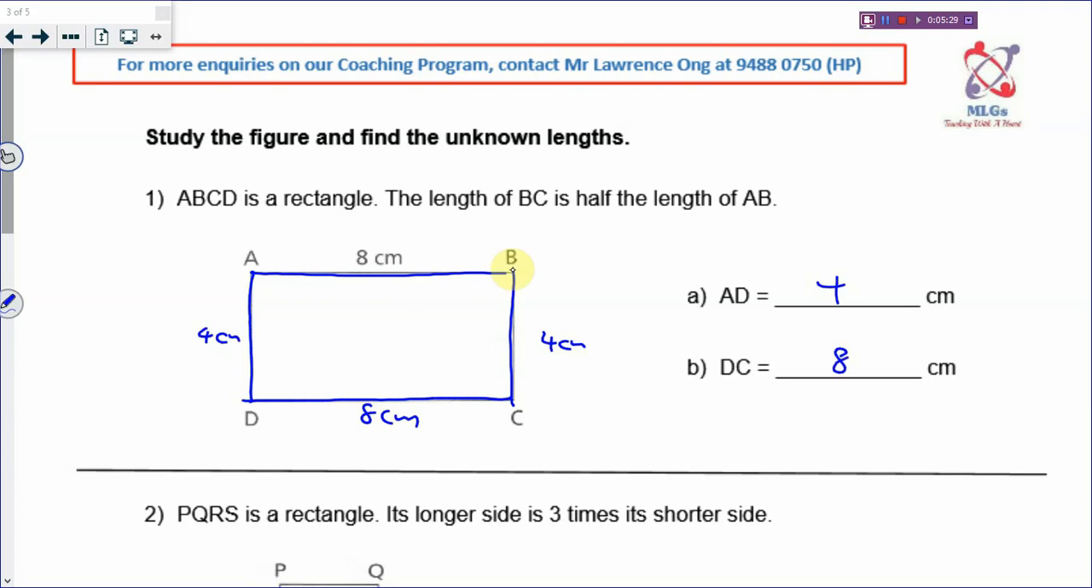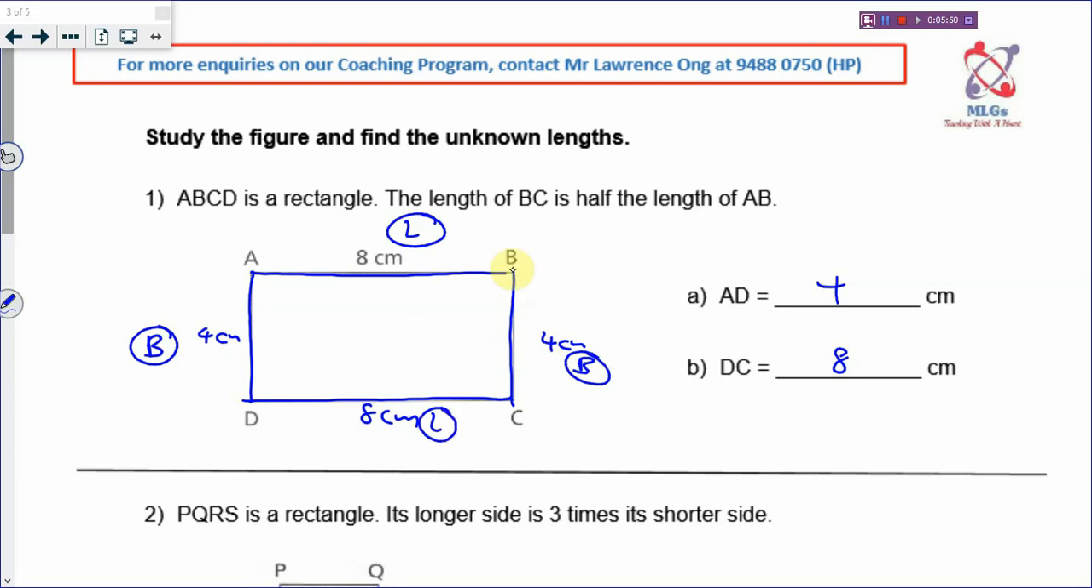Okay? And what do you call the longer side of a rectangle? The length. And what do you call the shorter side of a rectangle? That's called the breadth. Okay? And if you're asked to find perimeter, what do you do? You add up all the sides. Length plus length, plus breadth plus breadth. If you're asked to find the area of a rectangle, length times breadth.